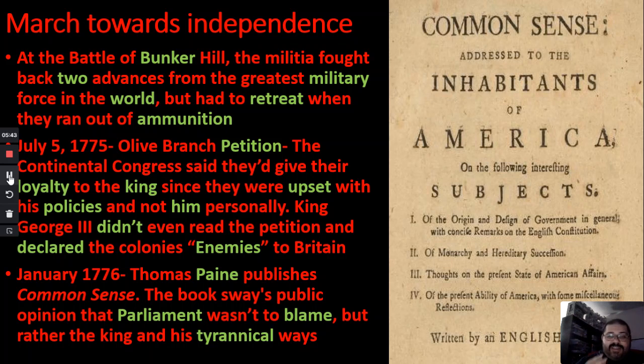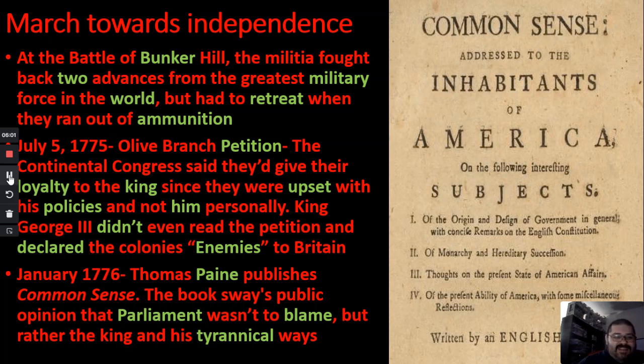And the thing is, the militia had to retreat. Not that they got scared, like, oh my God, these guys keep coming, we need to run. No, believe it or not, they ran out of ammunition. They ran out of bullets. They're like, what do we do? Throw rocks at them? No. So they had to leave.